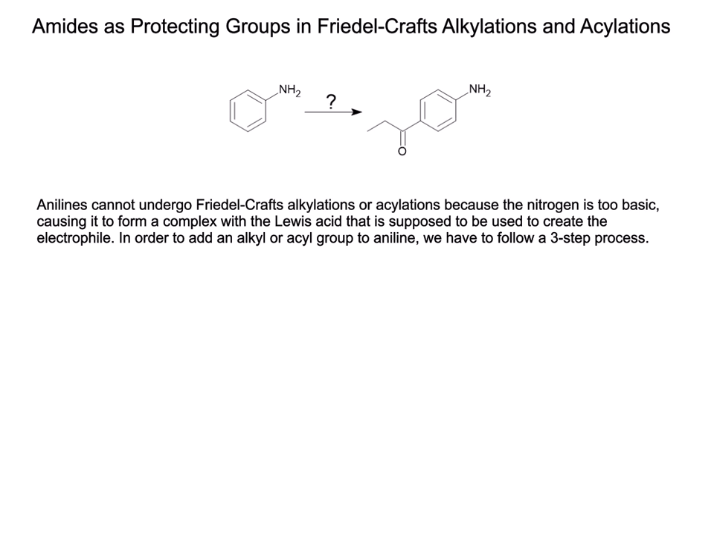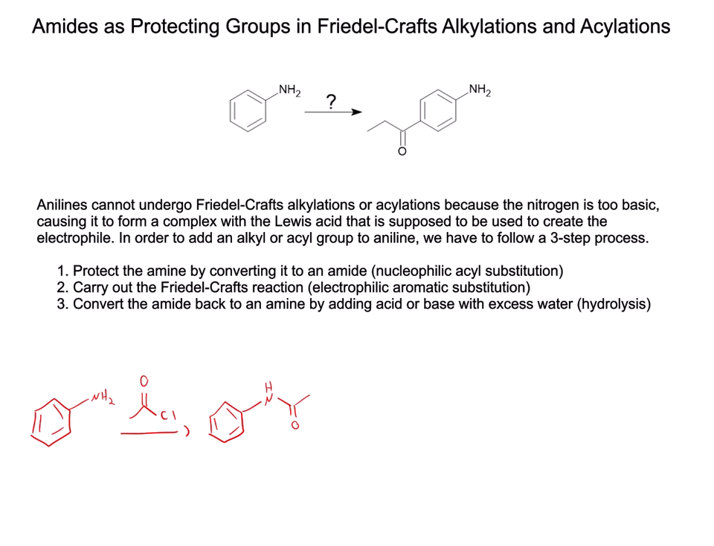In order to add an alkyl or an acyl group to an aniline, we have to follow a three-step process. The first step is to protect the amine by converting it to an amide using a nucleophilic acyl substitution reaction. If you're not familiar with nucleophilic acyl substitution, feel free to check out my video, Carboxylic Acids and Their Derivatives. We're going to react the amine with an acid chloride. That's going to convert it to an amide.